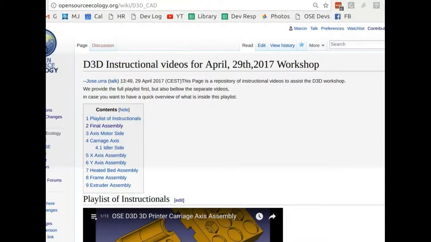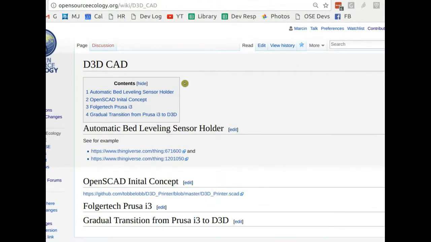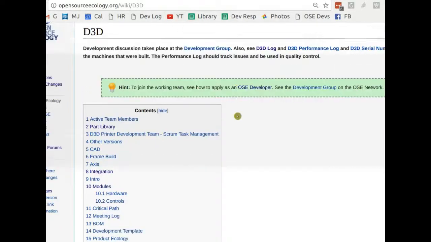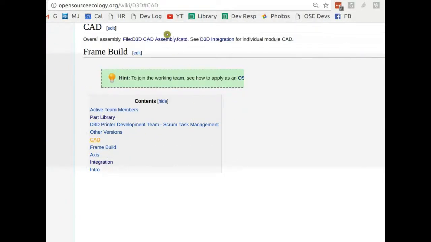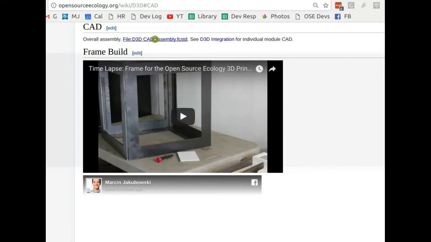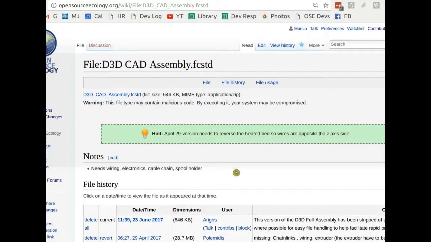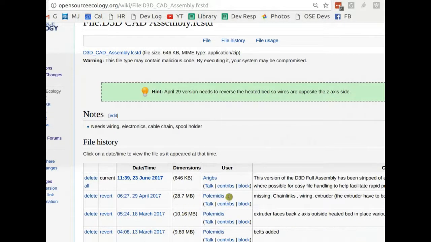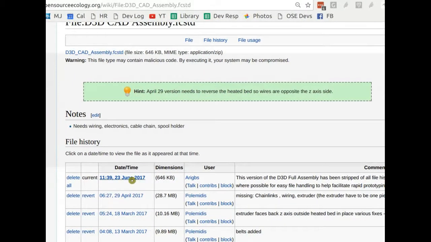So we probably want to go to the D3D CAD page on the wiki and use the 16-inch final assembly. Let's see, no, that's not the right page. If you go to the D3D page, the final assembly should be linked. If you click on the D3D CAD, the final assembly link is the one. So we've got this working one here, and let's see the quality of it to make sure it's okay for our purposes. But the link, let me just paste in the link.